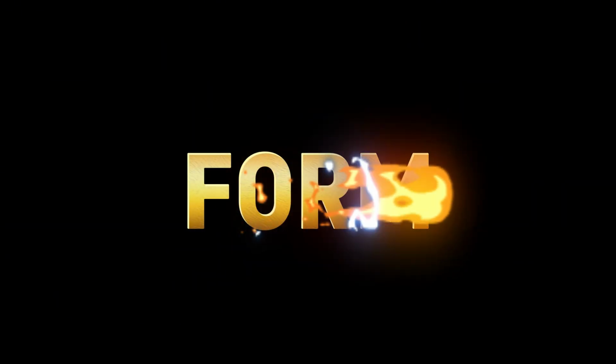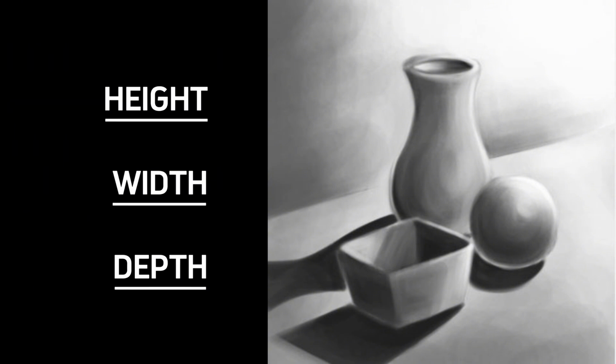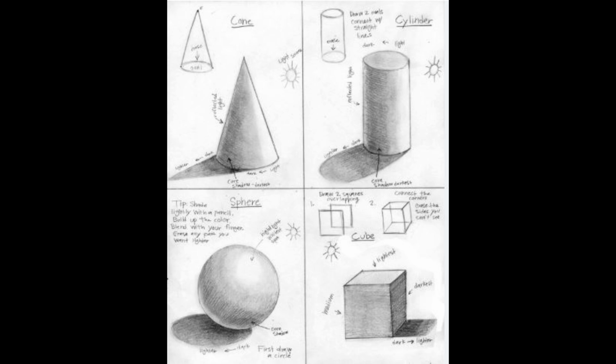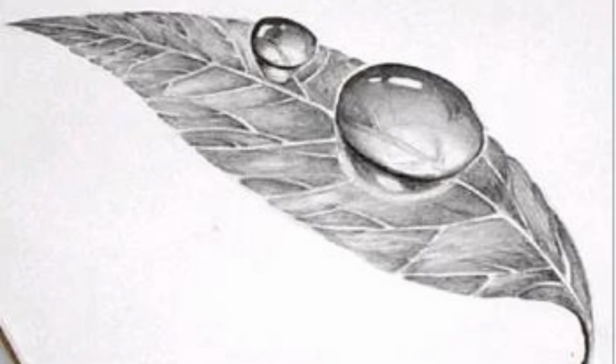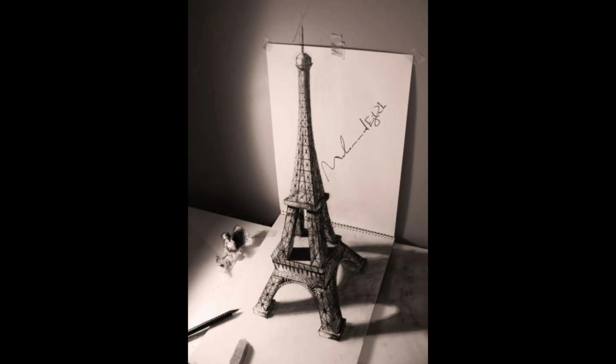Form, the 3D dream team. If shape is 2D, then form is its cooler, more chiseled older sibling. It's three-dimensional. We're talking height, width, and depth. Cubes, spheres, pyramids, these have volume. Artists use shading and perspective to make things look 3D even on a flat canvas. It's like magic, but with pencils or paint or clay. You get the idea.